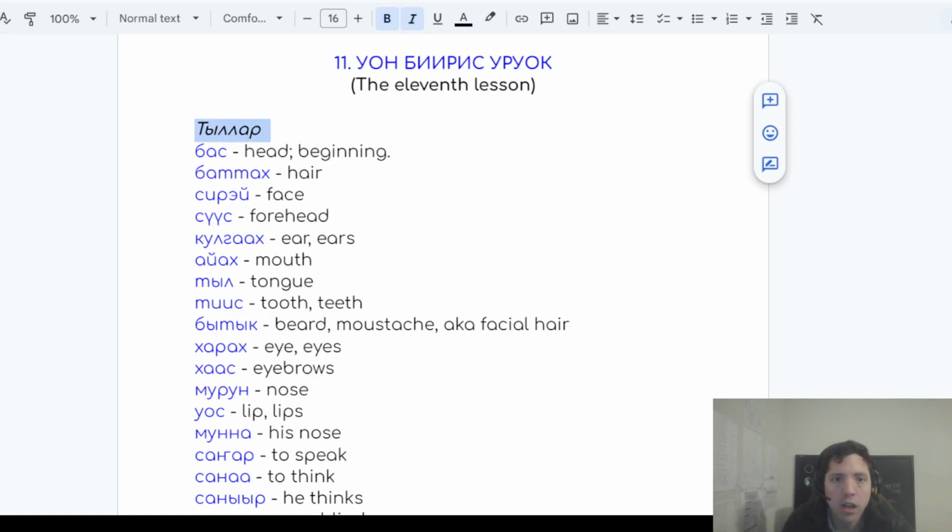Vocabulary. Then we have bas, which means head or beginning, batak, hair, sidei, face, sus, forehead, kulgach, ear or ears, ayak, mouth, tull, ton. You'll notice tull can mean ton, can mean words of vocabulary, or could mean language, similar to the English ton, etc. Teeth, meaning tooth or teeth. That is similar to teeth in English, similar sounding.